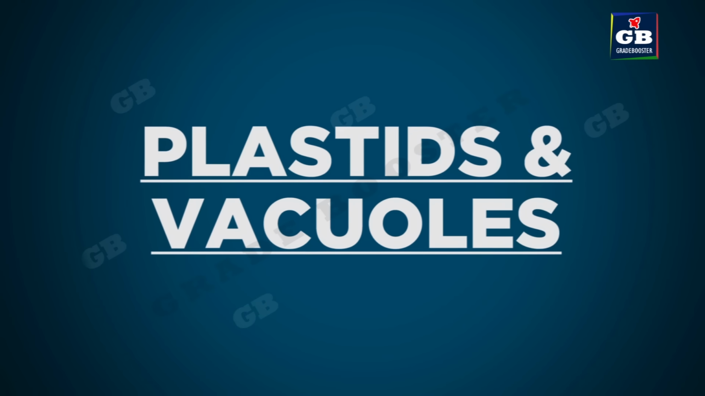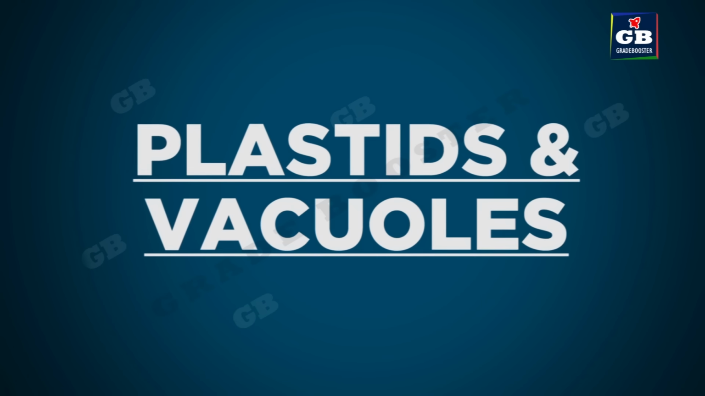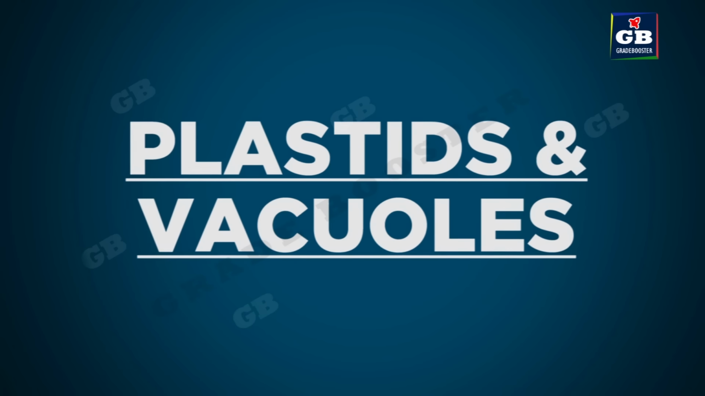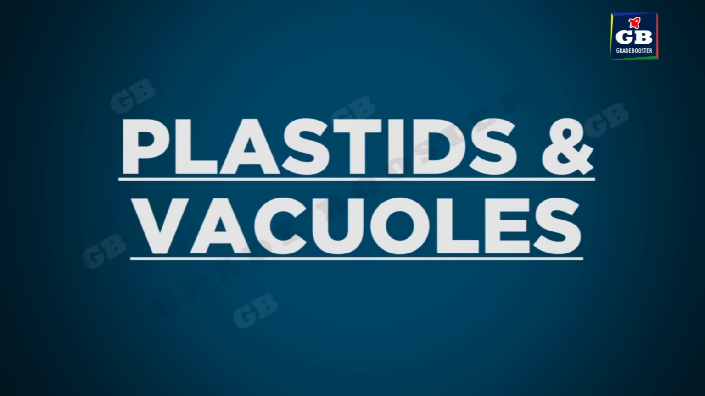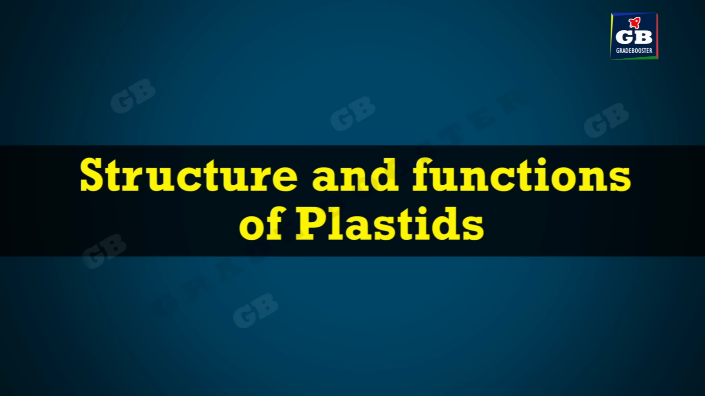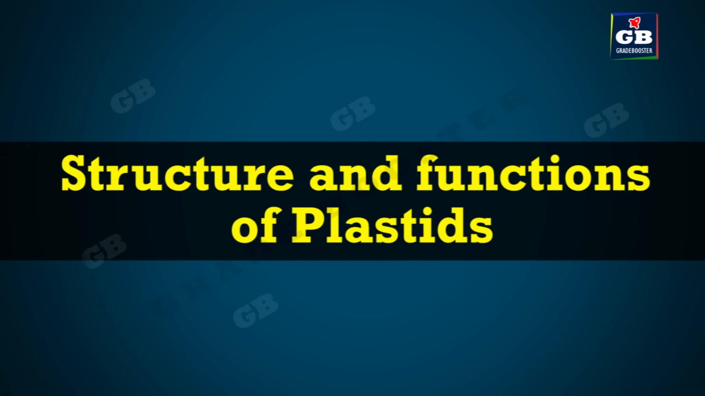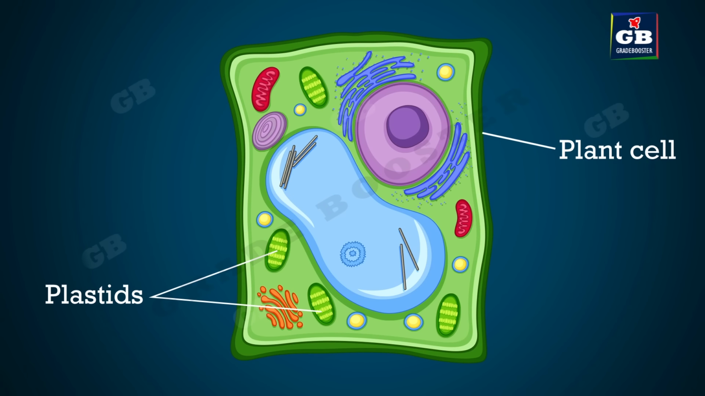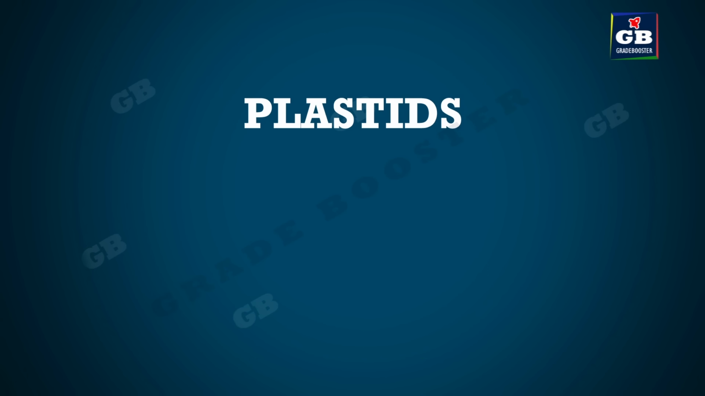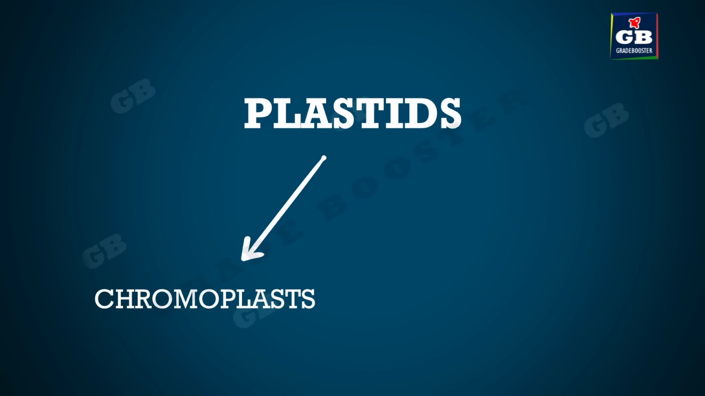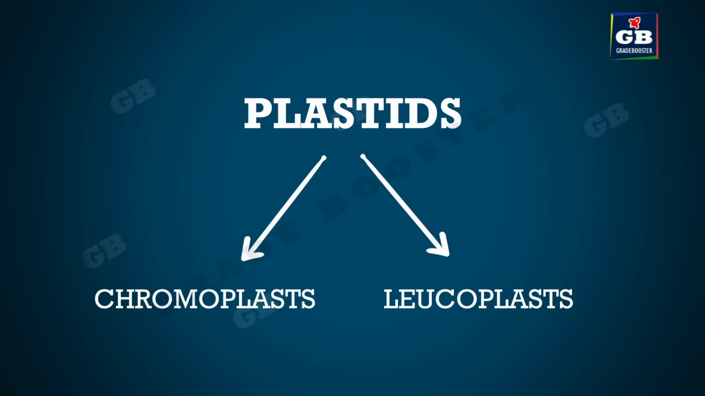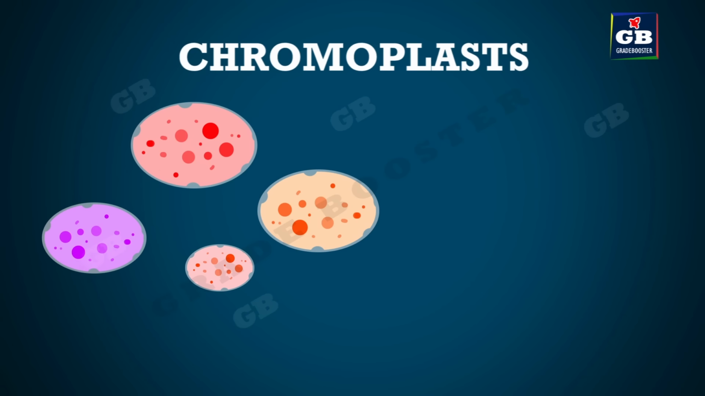Plastids and vacuoles. In this video, we will learn about plastids and vacuoles. First, let us see the structure and functions of plastids. These are the cell organelles that are found only in plant cells. Plastids are of two types. 1. Chromoplasts. 2. Leucoplasts. First we see about chromoplasts.